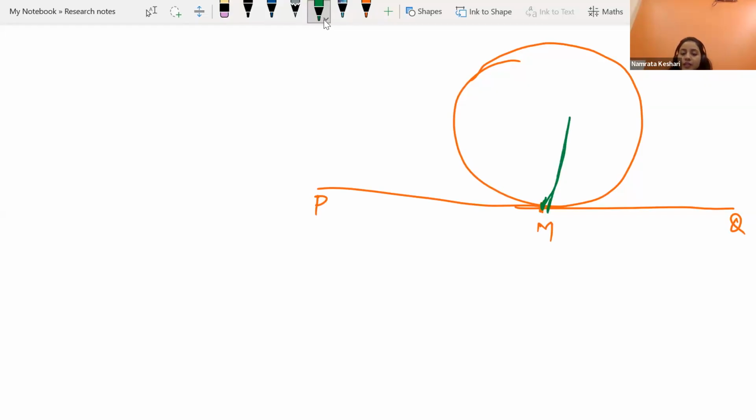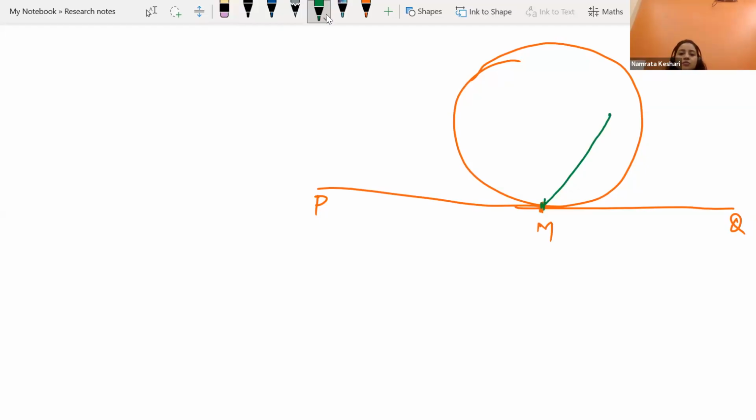It doesn't look like a perpendicular, but let's assume that it's a perpendicular. Okay, it's a perpendicular. This is a perpendicular. I wanted to draw it slightly more inclined. Let me draw, because now only I'll be joining this point of contact with the center also.